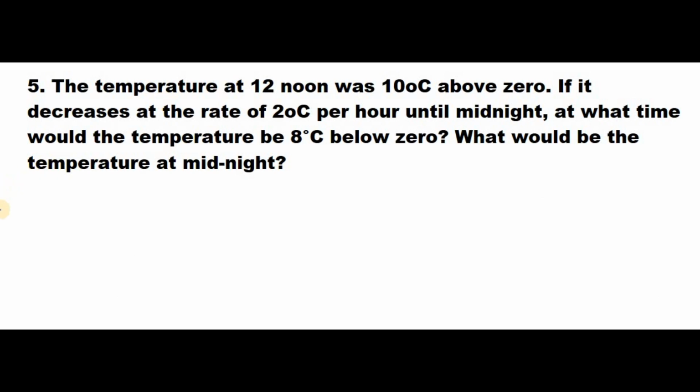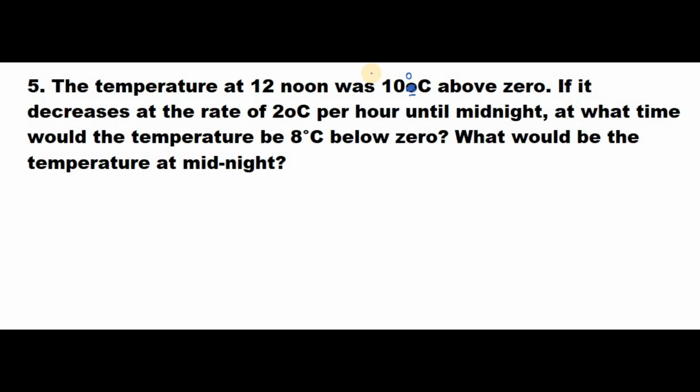And coming to this class, so we'll see what is the question given to us. The temperature at 12 noon was 10 degrees Celsius. Students, this is not 0. This is degrees Celsius, okay? So please don't consider that 0. The temperature at 12 noon was 10 degrees Celsius above 0, means it is in a positive range.